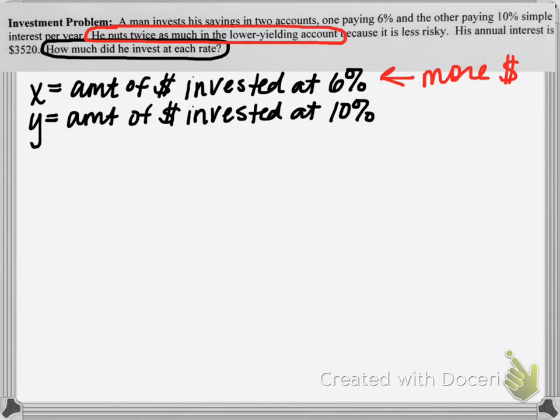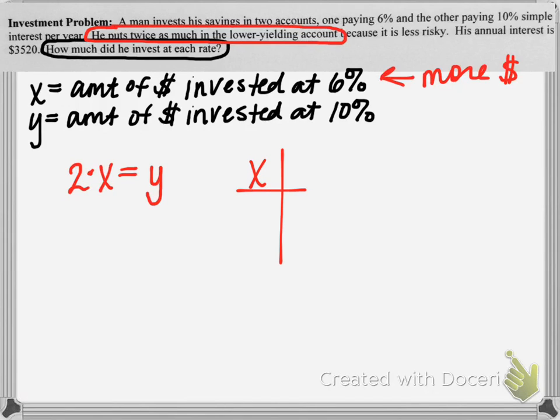Often the mistake students make is they just read the sentence from left to right and try to write their equation. If you were to just read from left to right, you might see the word twice and think, okay, two times, twice as much money in the lower yielding account. If you look at your variables, the lower yielding account was the 6% account, so you might have twice that, 2 times X is equal to Y. This is often a mistake that students make because they just read the sentence from left to right and try to write their mathematical equation also from left to right. But instead, you really have to think about the relationship between X and Y.